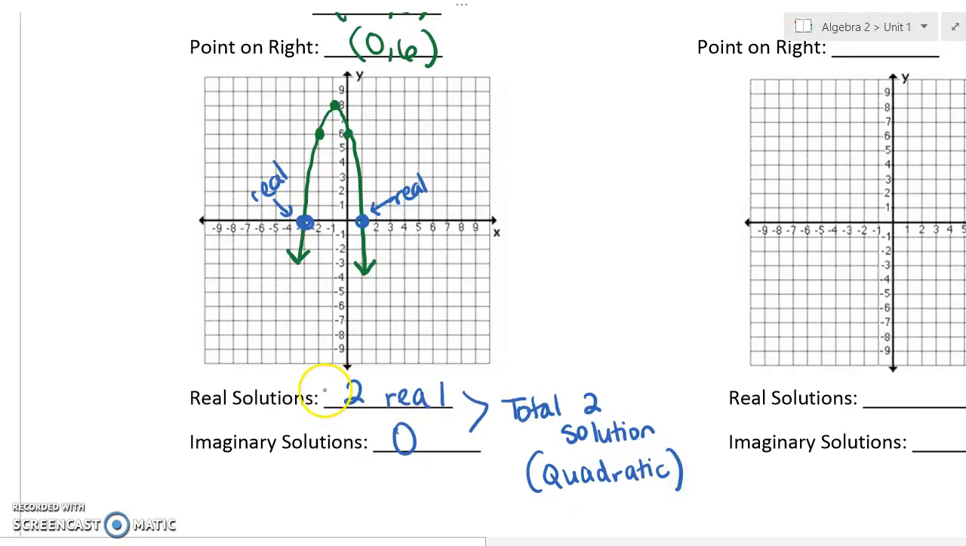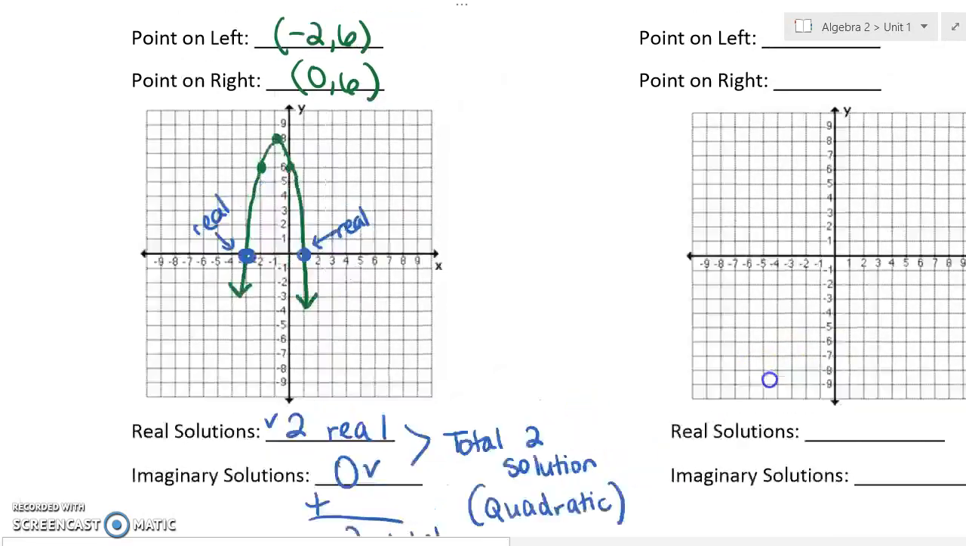All right, so since I already have the 2 here, then that leaves 0 for the imaginary. When I add them up, I'm supposed to get two solutions total. Two total solutions. All right, so that helps us out. The reason they're real, by the way, is because it's touching the x-axis. So that's where solutions tend to be.